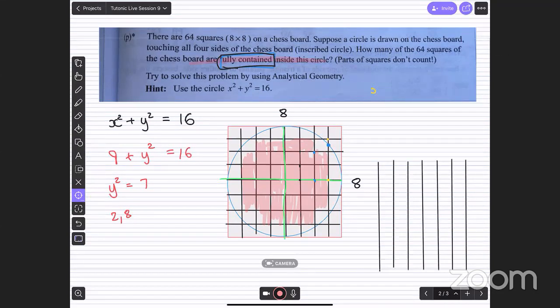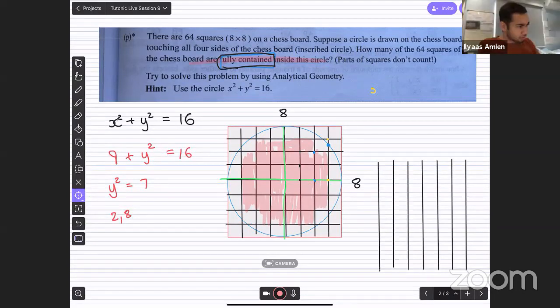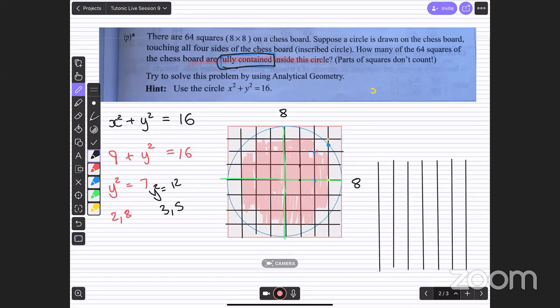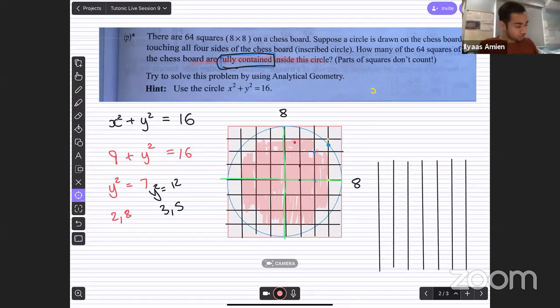If you make x 2, and the circle is what? If you sub in 2 for x, then it becomes 4, so y squared equals 12. The square root of 12 is 3 comma something, 3.5, let's just say, right? So it's here. Therefore, these blocks would be part of it, if that makes sense.